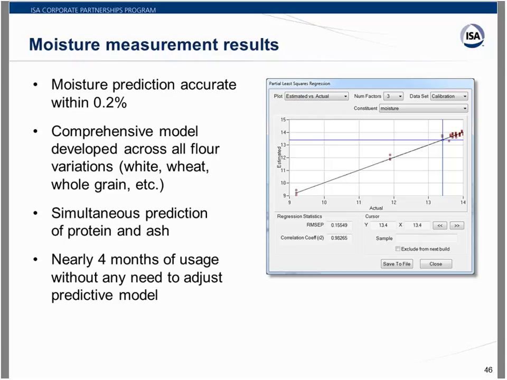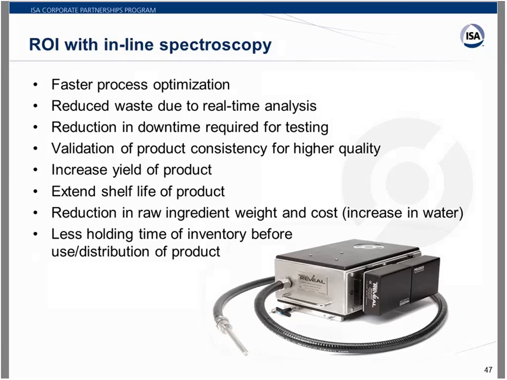In addition, we also predicted the protein and ash content in the process line by building specific models for each. Our model was used for nearly 4 months without the need to adjust the model parameters, which was really good. That would be the end of our 2 case studies, and I hope you all have a clear idea on using our spectroscopic solutions to measure moisture in industrial processes.